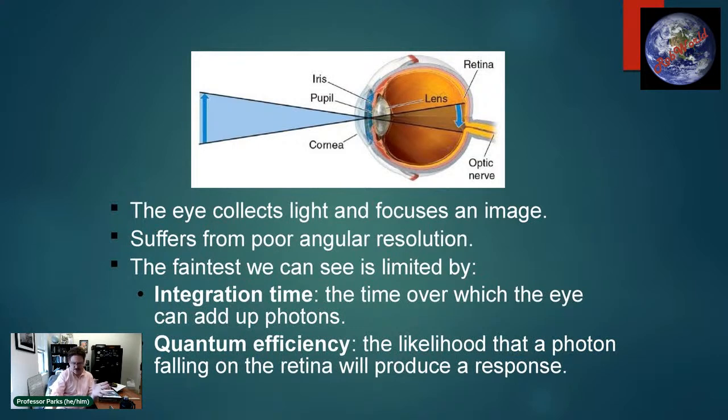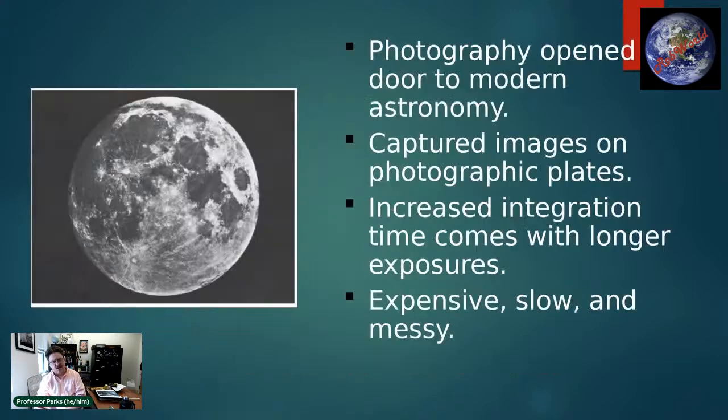So what happened in the mid to late 1800s? Well, photography happened, and specifically, photography was then used for astronomical purposes. This is a photograph of the moon taken with what we call a photographic plate.